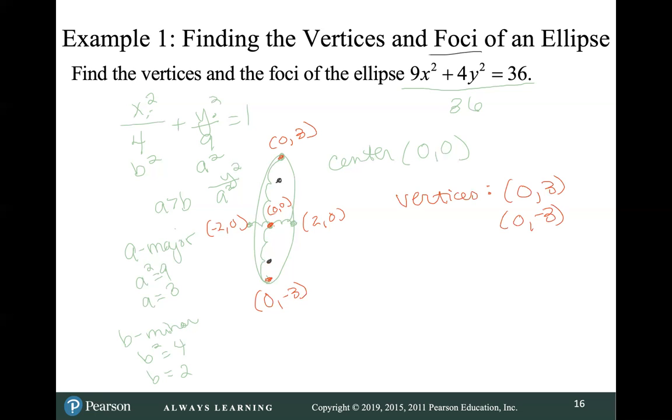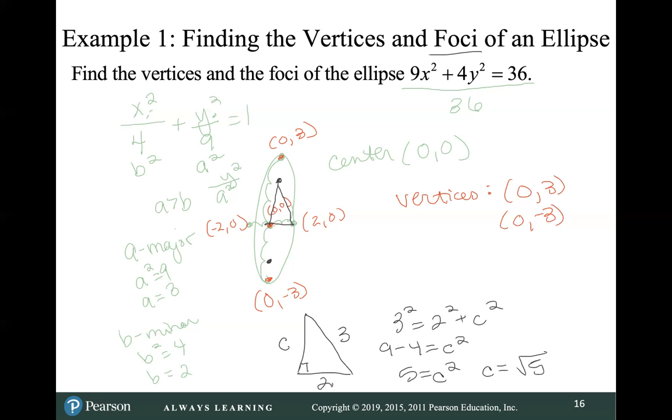And in order to find that, I need to set up my Pythagorean relationship. So I can see that my base is 2, my hypotenuse is 3, and I need to find C. So I can say 3 squared equals 2 squared plus C squared. 9 minus 4 is C squared. 5 is C squared, so C is the square root of 5. So this point is 0, comma square root of 5, and this point is 0, comma negative square root of 5. Foci: 0, root 5, and 0, negative root 5.